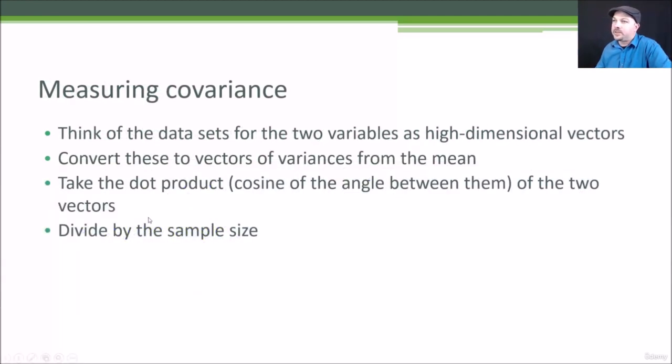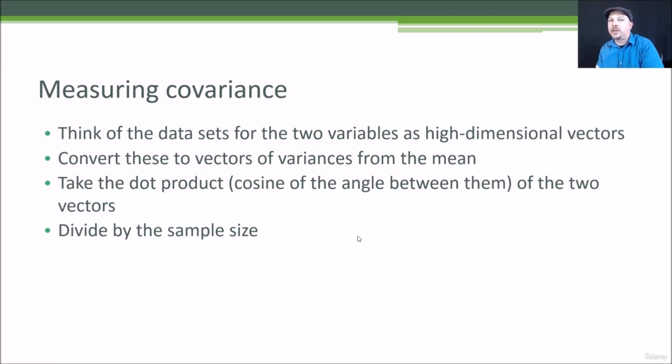So measuring covariance mathematically, it's a little bit hard, but I'll try to explain it. It's really more important that you understand how to use it and what it means, but to actually derive it, if you were to think of these attributes of the data as high-dimensional vectors, what we're going to do on each attribute for each data point is compute the variance from the mean at each point. So now I have these high-dimensional vectors where each data point, each person, if you will, corresponds to a different dimension.